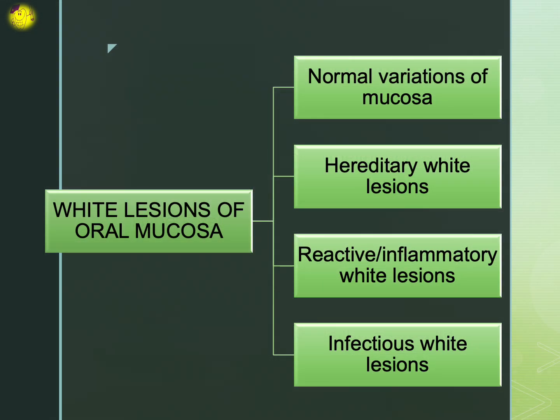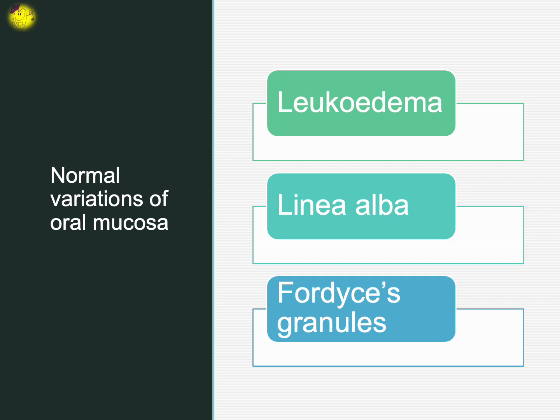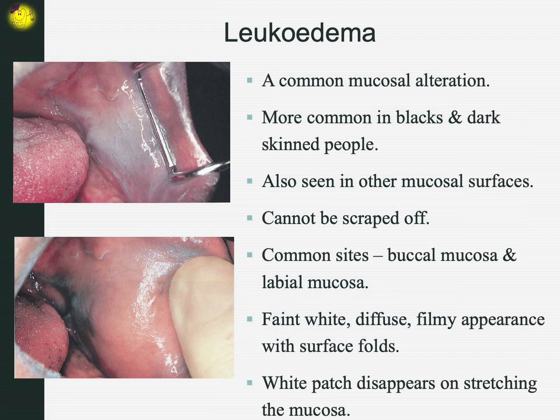We can broadly classify the white lesions of oral mucosa into normal variations, hereditary white lesions, reactive or inflammatory white lesions, and finally infectious white lesions. Let's look into the normal variations of oral mucosa. We have leukoedema, Linea alba, and Fordyce granules.